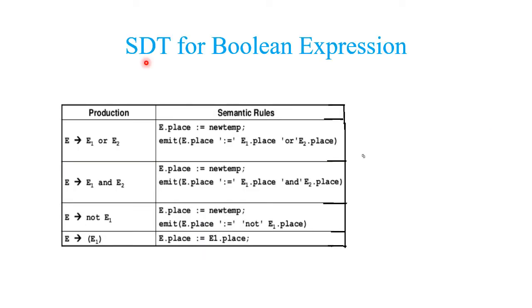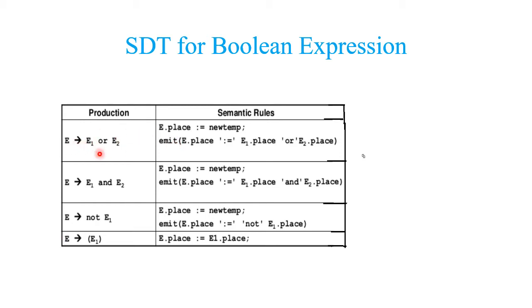Syntax-directed translation for producing three-address code corresponding to Boolean expression. Boolean expressions contain logical operators like or, and, not, and relational operators. Boolean expressions can be E gives E1 or E2, E gives E1 and E2, E gives not E1, E gives (E1). Here, for constructing the syntax-directed translation, first we have to construct the context-free grammar and then we have to write the corresponding semantic action.